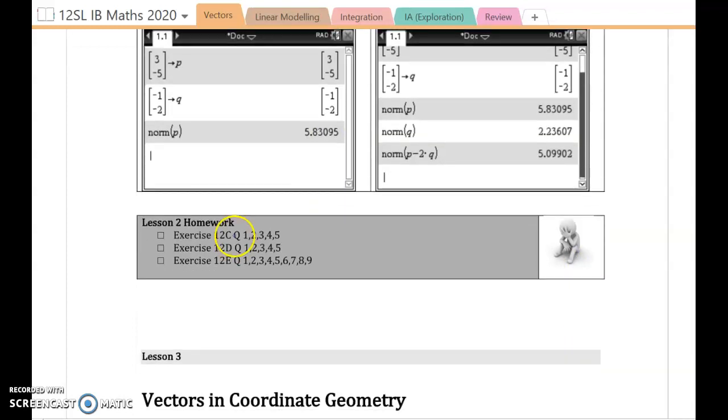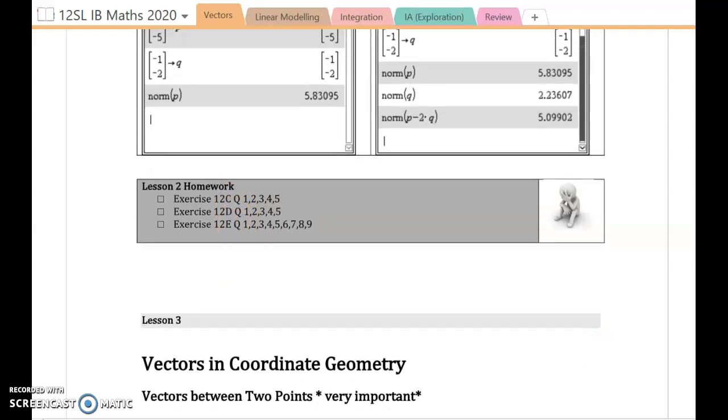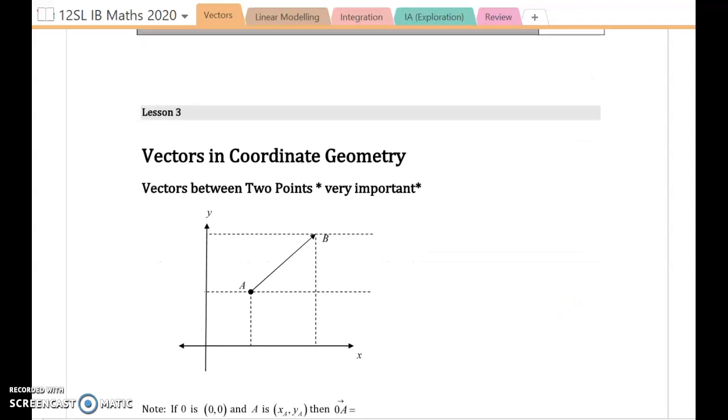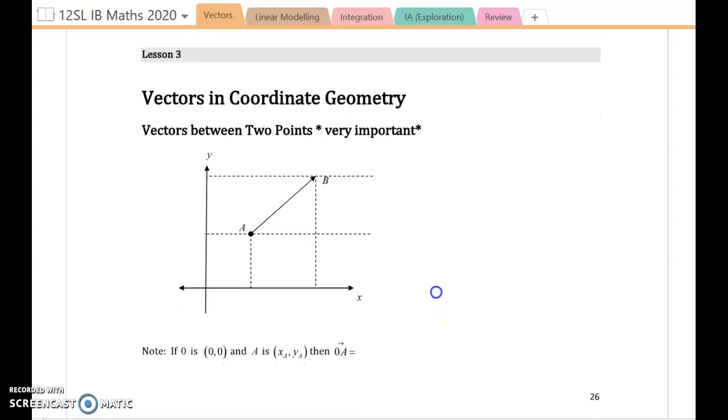You already completed C, D, and E, I think, today in class. So I'm just going to keep going so that you have another exercise to do because that's kind of straightforward. Wasn't very strenuous. When we go into vectors in coordinate geometry, this is where it gets fun because you actually get to compute things and calculate things and solve problems. So we're going to link vectors with coordinate geometry. So this part's pretty cool.